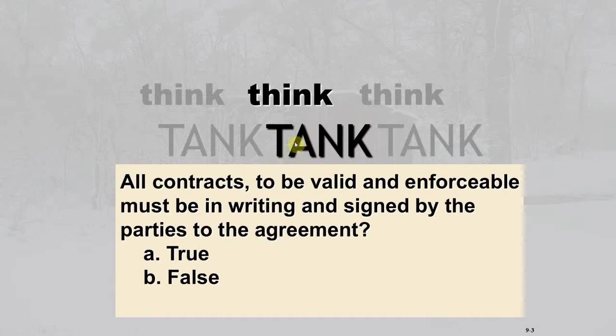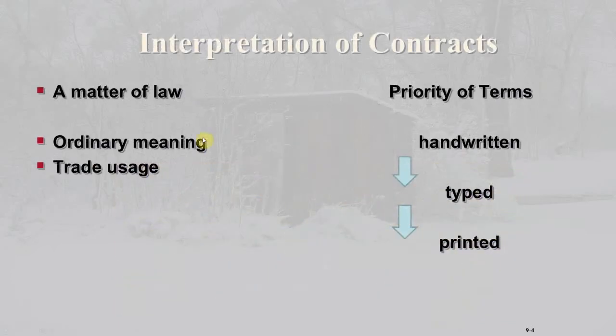So let's see, all contracts, it says here, this goes back to last chapter, but all contracts to be valid and enforceable must be in writing and signed by the parties to the agreement. True or false? Say false. Remember we discussed that no, in fact, oral contracts are perfectly enforceable, and so are implied contracts that might not have even an oral agreement necessarily, right? But the conduct is implied, and so it can be enforced.